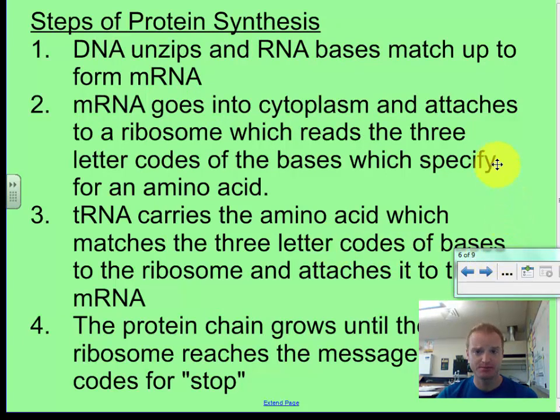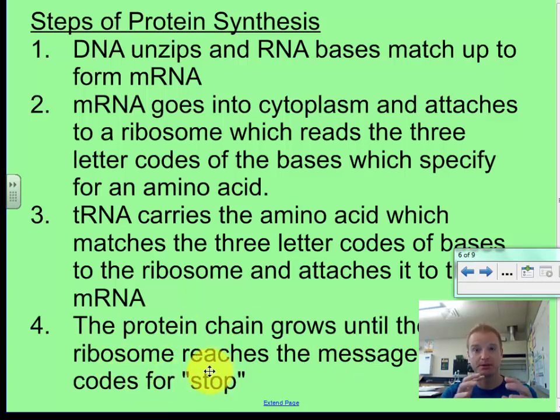DNA unzips, so we have half of the strand, and the RNA bases match up to form RNA. The mRNA goes into the cytoplasm and attaches to the ribosome, where it reads the 3-letter code for that amino acid. The tRNA carries the amino acid, which matches the 3-letter code to the ribosome and attaches it to the mRNA. It keeps getting brought back to that ribosome to get built. The protein chain grows until the ribosome reaches a message that codes for stop.